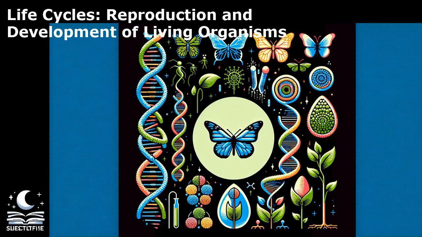Parthenogenesis is a unique form of asexual reproduction found in some insects, reptiles, and fish, where unfertilized eggs develop into offspring. This method enables females to reproduce without mating with males, ensuring the survival of the species in challenging environments.